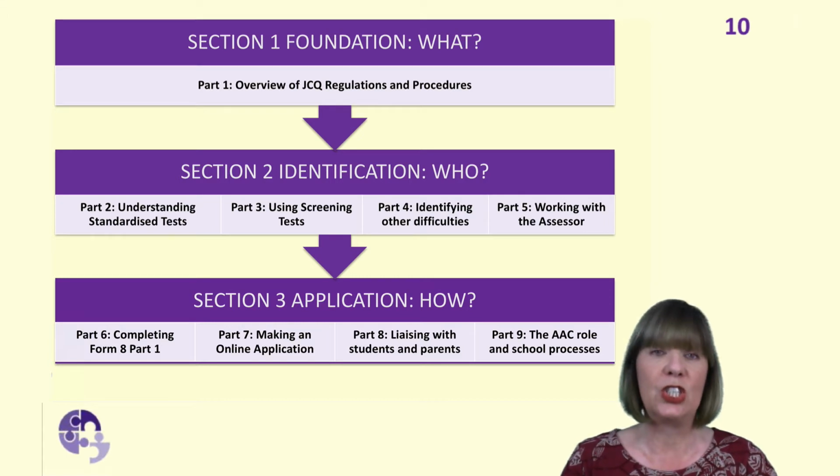And here's a chart just showing you what I've been through. Section 1, an overview of the JCQ regulations and procedures. Section 2 has 4 sections in it: understanding tests, using screening tests, identifying other difficulties and working alongside the assessor. And then Section 3, completing Form 8 Section 1. That's the section you would have to complete with background information, making an online application, liaising with students and parents, and the role of the Access Arrangements Coordinator and school processes.